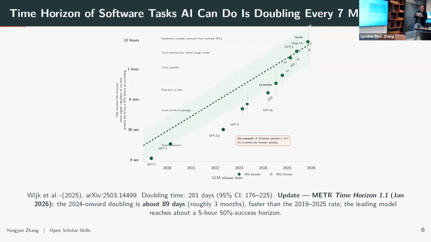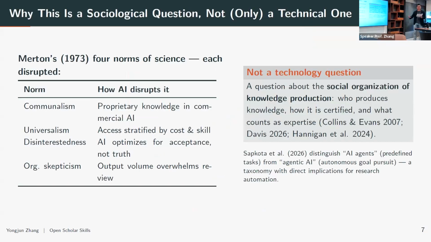So, again, why is this sociological? I'm a sociologist, right? So why should we be interested in the adoption of AI agents, or even try to develop these skills for our community? Agents do not merely change productivity. They place real strain on the norms that hold science together. Thinking about Merton's four norms of science: communalism, universalism, disinterestedness, organized skepticism. AI is disrupting all these norms.